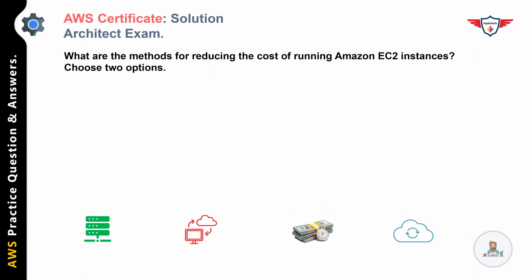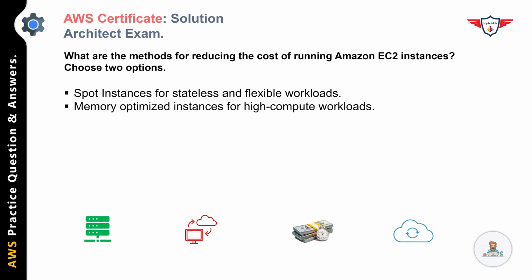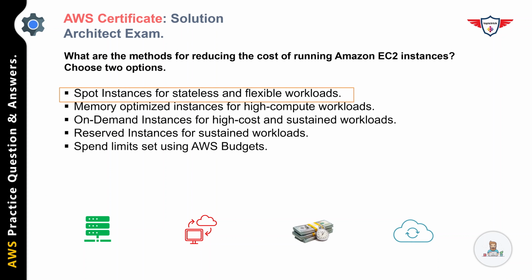What are the methods for reducing the cost of running Amazon EC2 instances? You have to select two correct options. The options are: Spot instances for stateless and flexible workloads; memory optimized instances for high compute workloads; on-demand instances for high cost and sustained workloads; reserved instances for sustained workloads; and the last one is a spend limit set by using AWS Budgets. The correct answer is option A and option D.